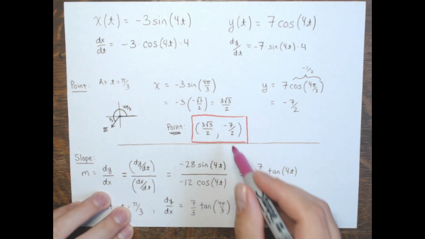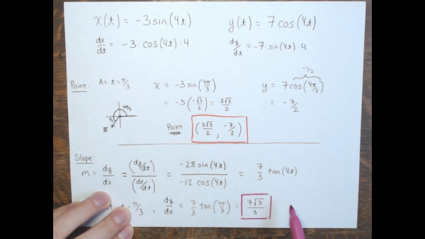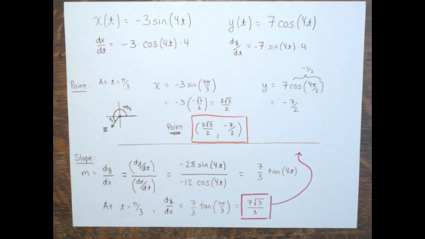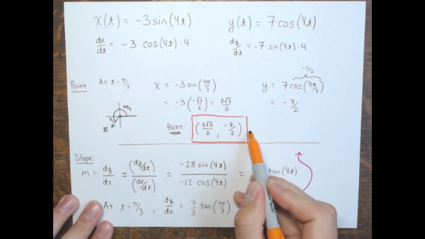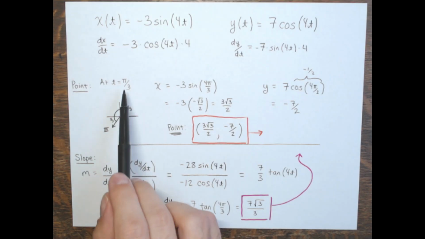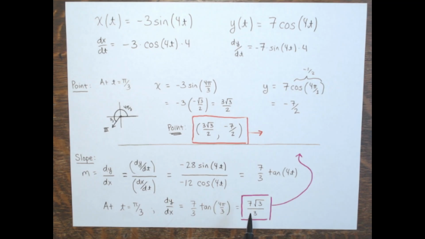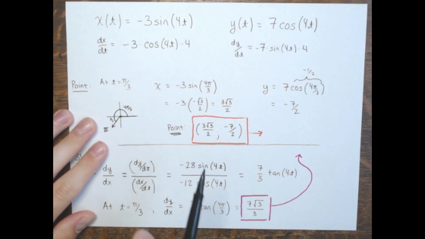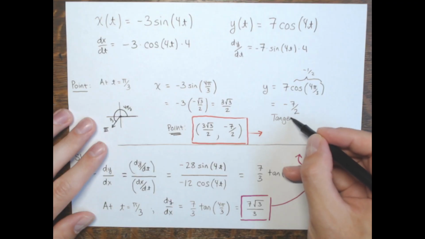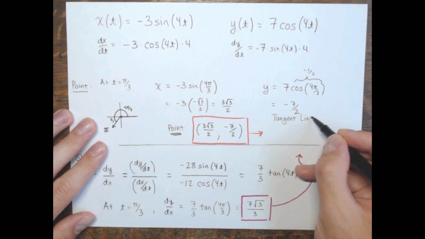And we're going to put these together to make our tangent line. I'll just put them up here. Got a little more space here. Okay, so now that I know the point that we're at when t equals pi over 3 and the slope of the curve, right? The slope of the tangent there, the dy over dx. Here is our tangent line.